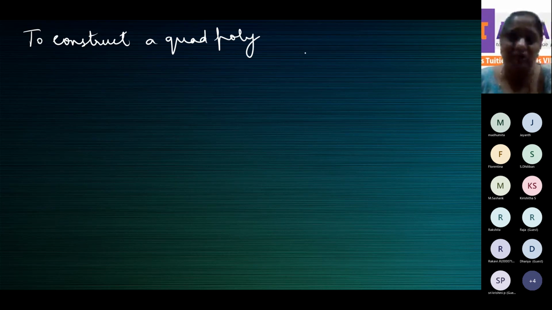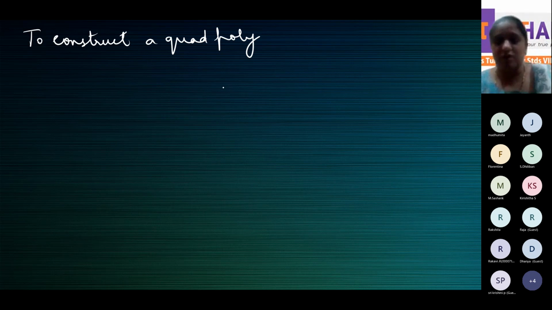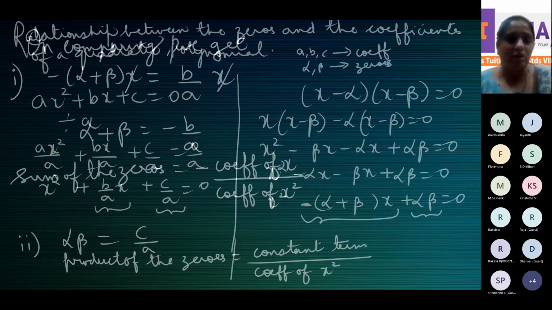This is what we saw in the last class. Now, we also need to know how to construct a quadratic equation or a quadratic polynomial. If you equate the polynomial to 0, it's a quadratic equation. So no big deal. Now, how do you construct the quadratic equation or the quadratic polynomial?